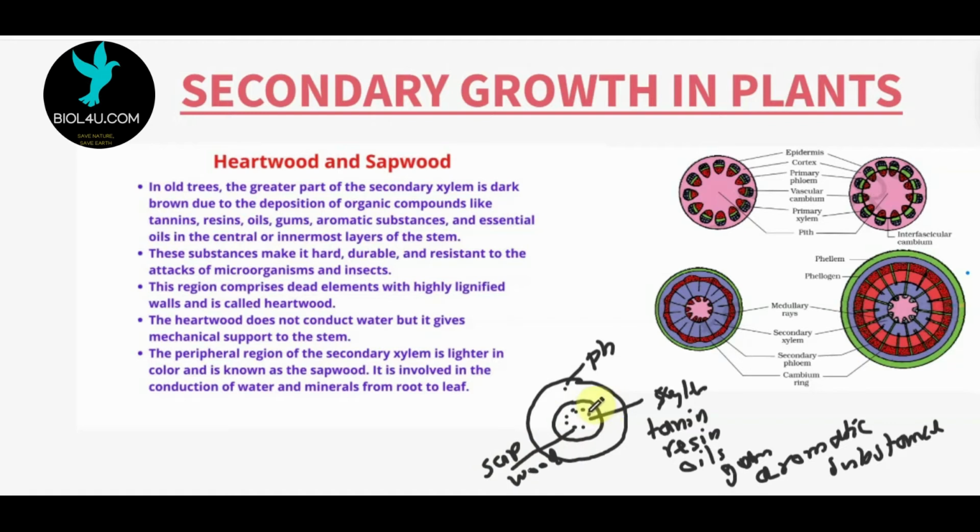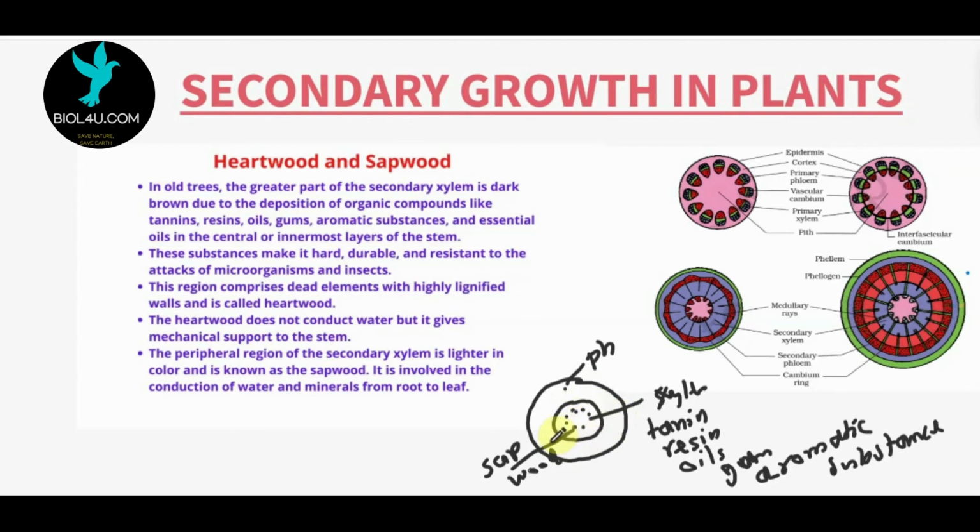So sapwood and heartwood are both related to xylem. The peripheral region of the secondary xylem is lighter in color and known as the sapwood. It contains vessels, it is living, and it can conduct water. So it is involved in the conduction of water and minerals from the root to the leaf.